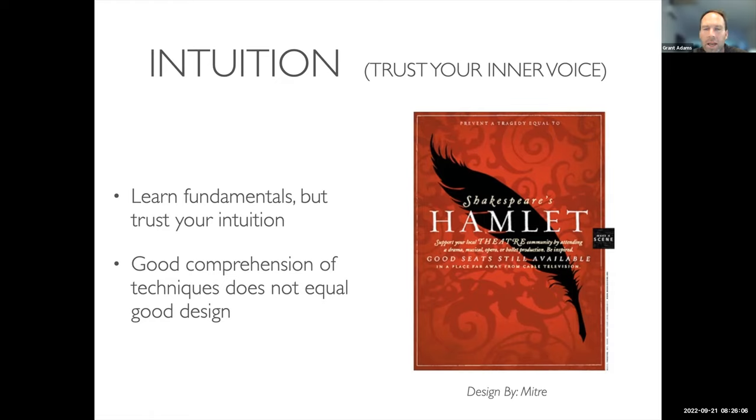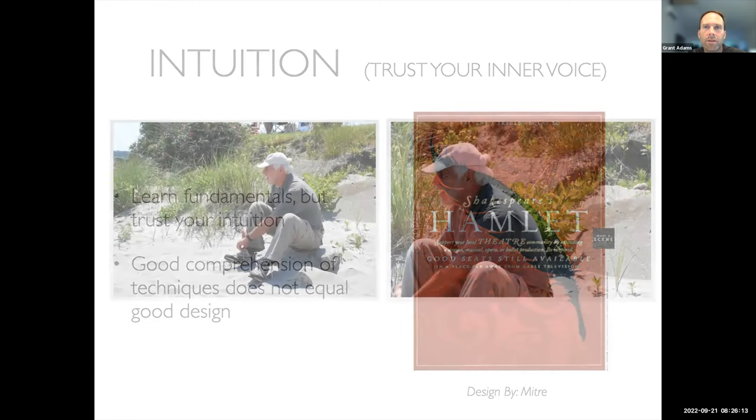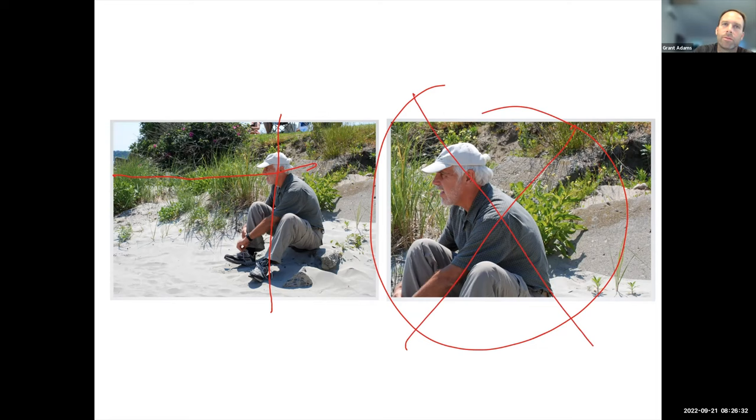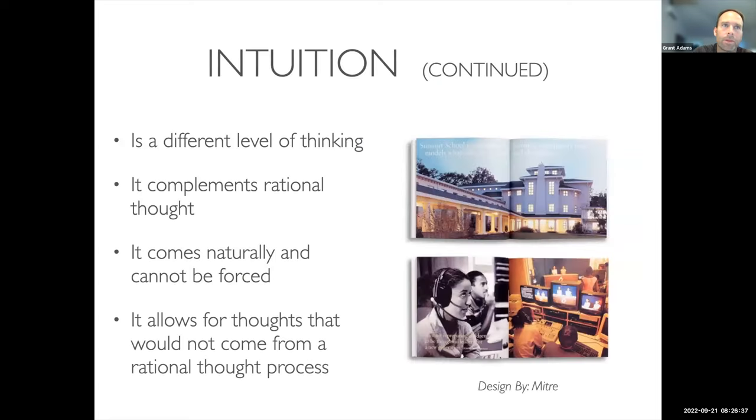This is why computers haven't quite gotten to the point, artificial intelligence hasn't gotten to the point where they can solve the design problems without us. Here's that example, right here, right? So this works wonderfully. There's our rule of thirds. This image over here follows the rule of thirds perfectly, but it's not a good image. And your intuition should say, this is not a good image. That's where that intuition comes in.